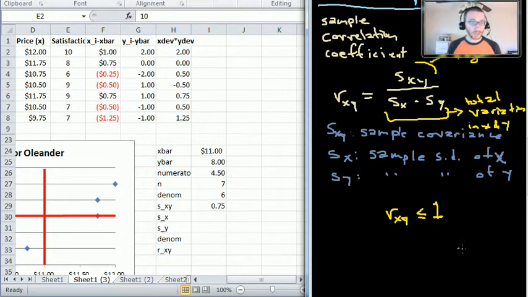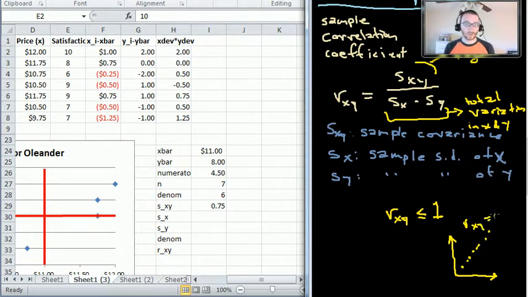And if it were to take a value of 1, what we would have is a positive straight line that had a bunch of dots along it. They need not be evenly spaced. They just have to all fall on exactly the same line. And if I was better at drawing, that would be obvious that that's what these are doing. And this is rxy equals 1.